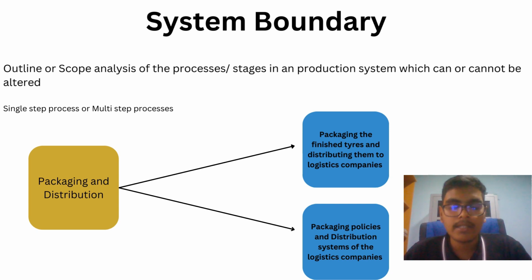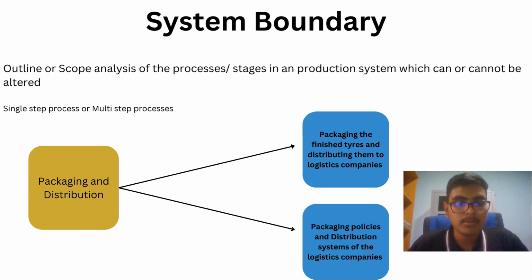So, when considering some criteria in the packaging and distribution, what can be considered is the packaging of the finished tire and distributing them among the companies or to the logistics teams by the company, which can be altered by the production or the manufacturing team of the company. But the packaging policies and distribution systems in the logistics companies cannot be altered by the company manufacturers. So a part of it is excluded in the system boundary.